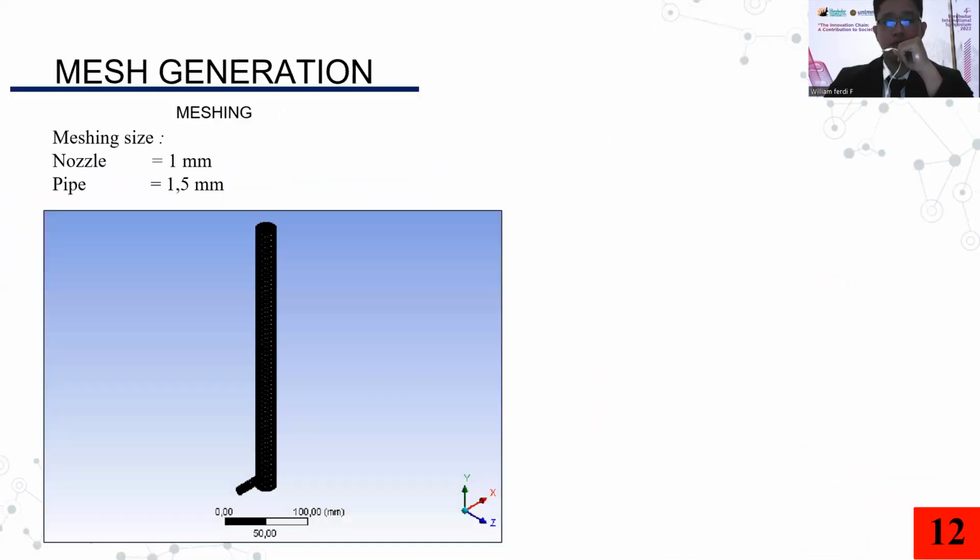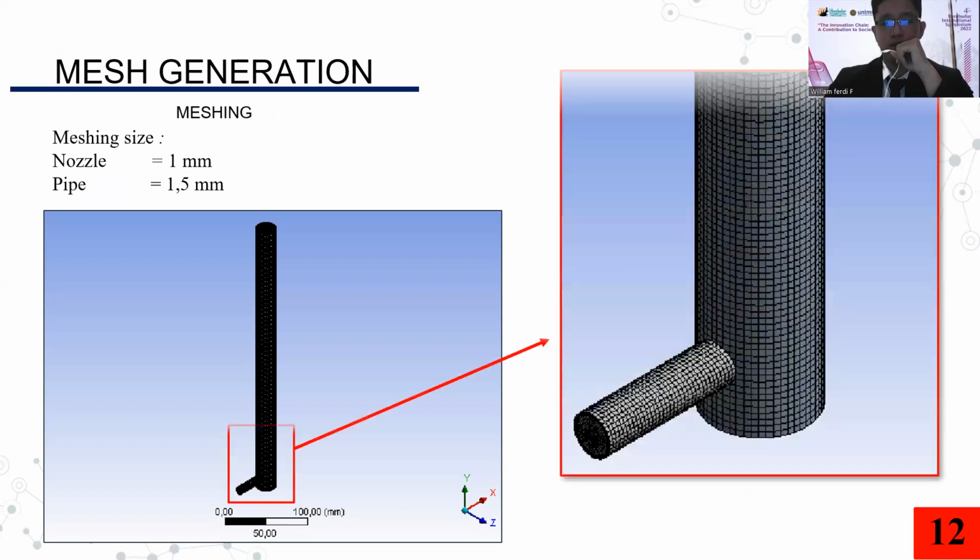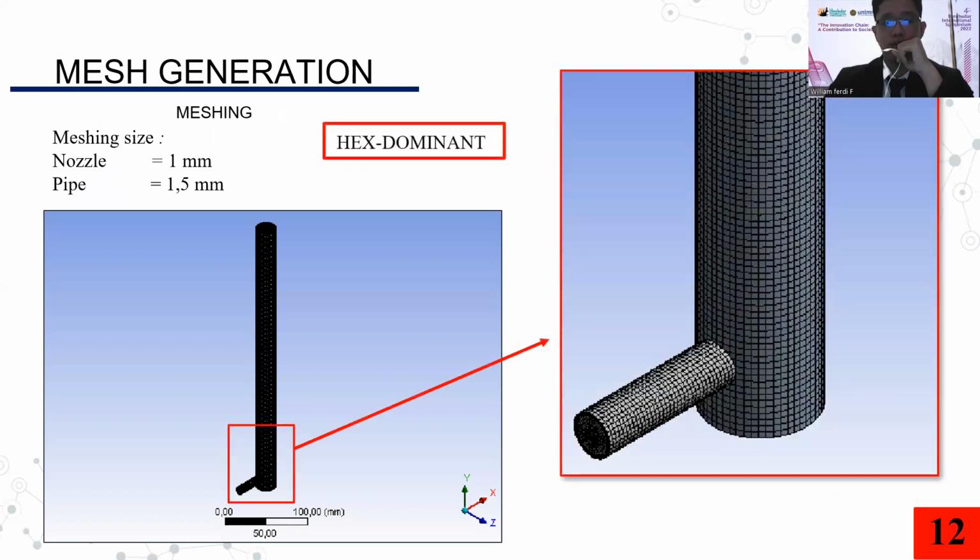And this is mesh generation, or meshing. What is meshing? Meshing is the process of dividing the regions into several cells. And in this simulation, I use hex dominant, which has accuracy in calculation that is close to the real one.